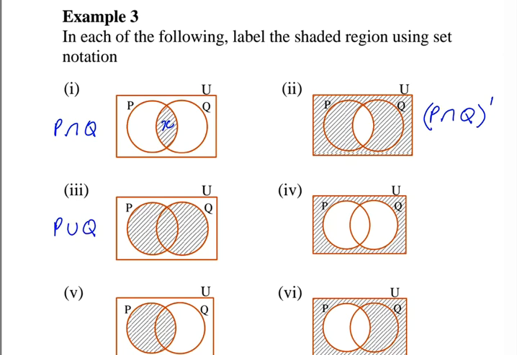In 4, you're neither in P nor Q, or the region that is not shaded, the unshaded region, is P union Q. Therefore, the shaded region would be P union Q complement, which means not P union Q. This also has the dual name P complement intersect Q complement. So those two sets, P union Q complement and P complement intersect Q complement, are equal sets.